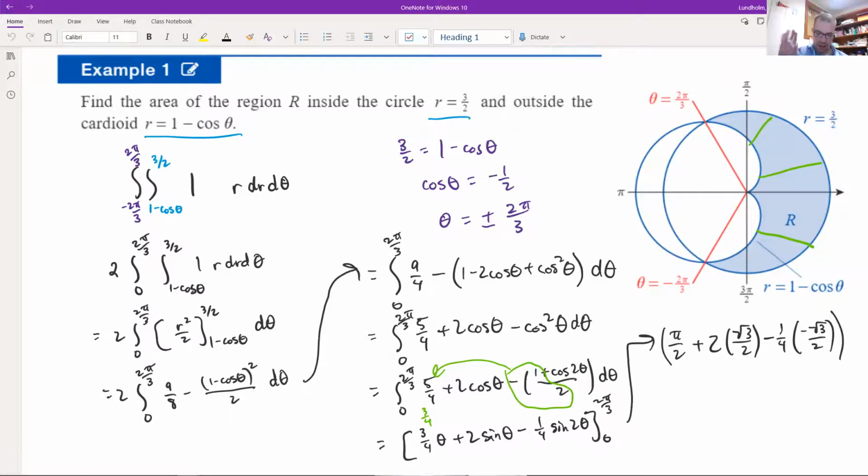And that's that one plugged in. And then when we plug in zeros, since these are all sines or just thetas, all of that's going to turn into 0. 0, 0, 0. So this is just what we're left with. And feel free to add that up. Cool. That's the area.